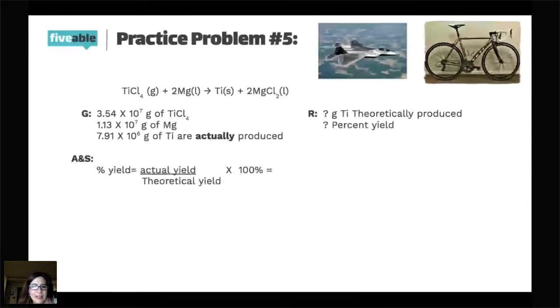So the percent yield is a ratio of the actual yield and the theoretical yield times 100%. So we do that and we will get that this reaction worked at an 88.5%. Does it make sense that the percent yield is smaller than 100? Should we ever have percent yields greater than 100? Does it make sense?